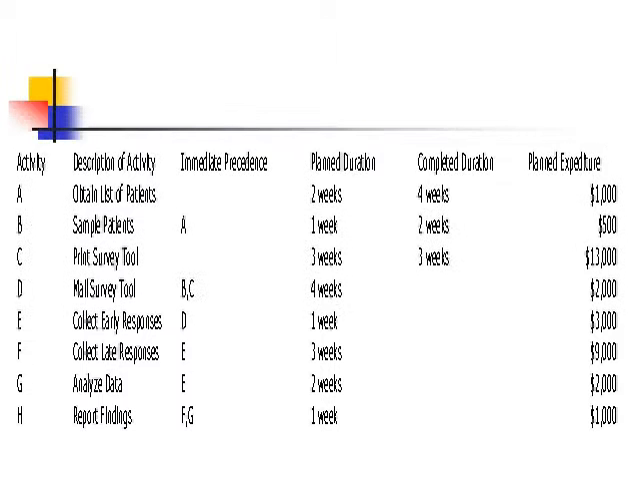This slide shows all of the activities that were pertinent to the project. At the top, we have description of activity, immediate precedence, planned duration, complete duration, and planned expenditure. In the next slide, we will show you how to calculate the rate of performance.